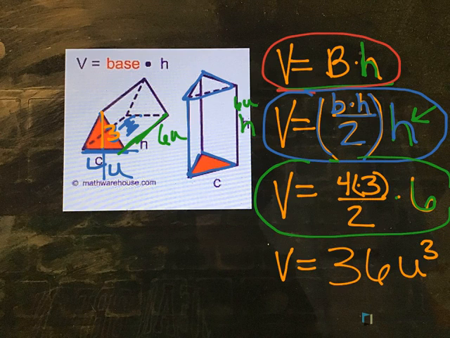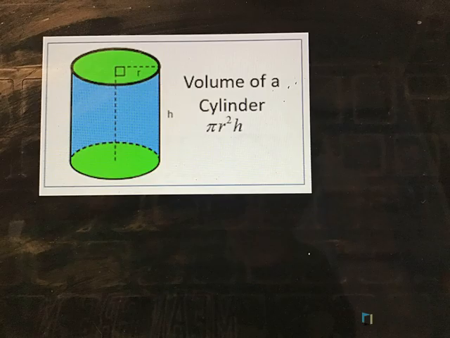Follow the order of operations, and if you plug it in the calculator correctly, you will always get the right answer, assuming you plug it in the calculator correctly. 4 times 3 is 12, divided by 2 is 6, and 6 times 6 is 36, and it's always units cubed. All right, that's how we do a triangular prism.